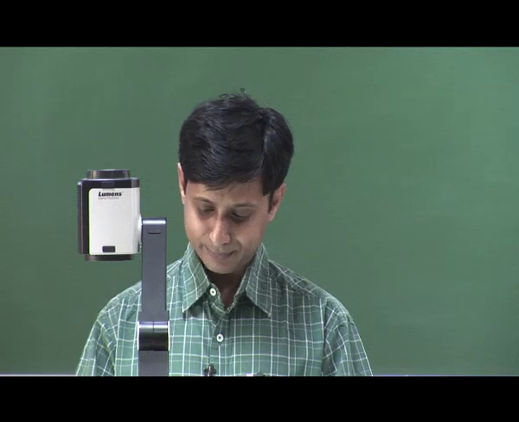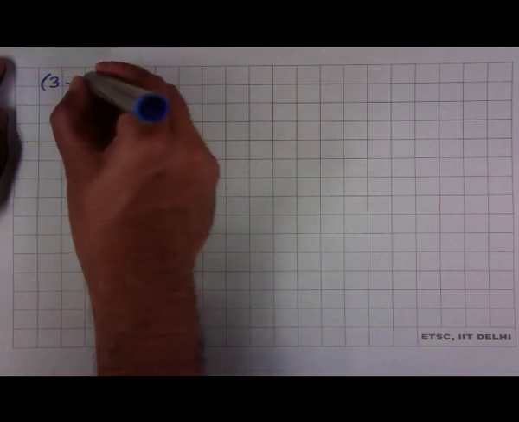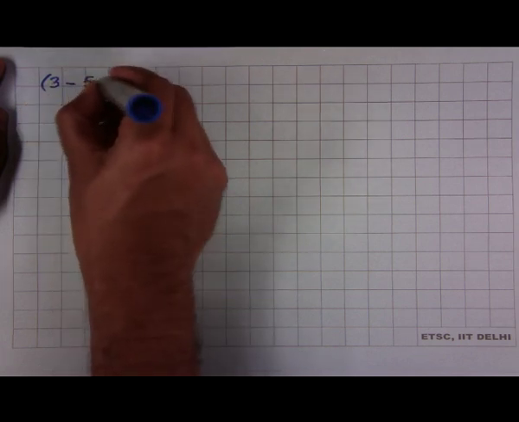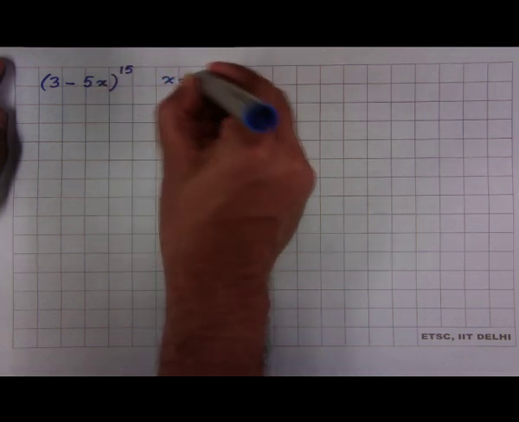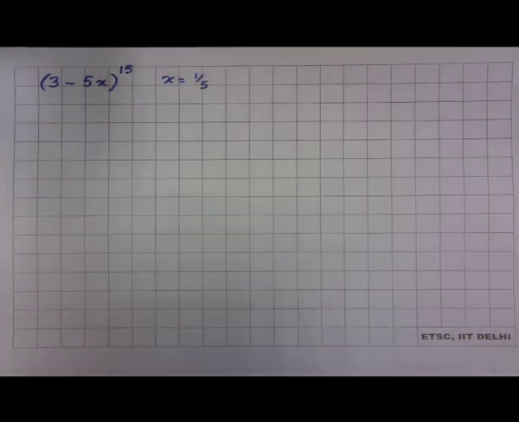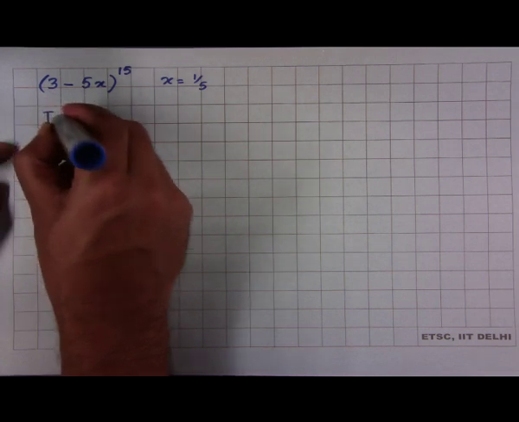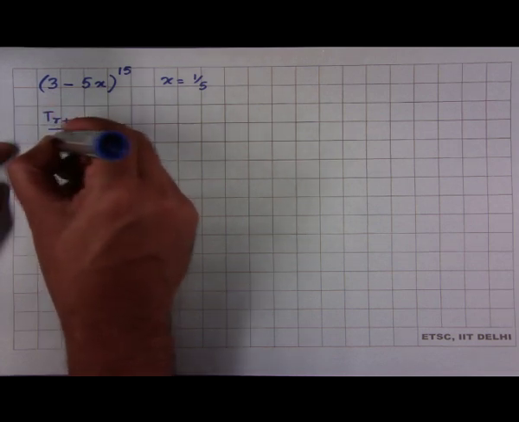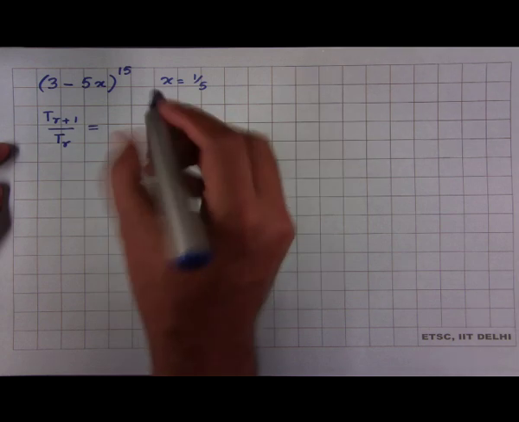Okay. One more example. Let us try this. What is the numerically greatest term in (3 minus 5x) whole power 15, where x is equal to 1 by 5? Okay. So, once again, T(r+1) by T(r), what is that equal to?